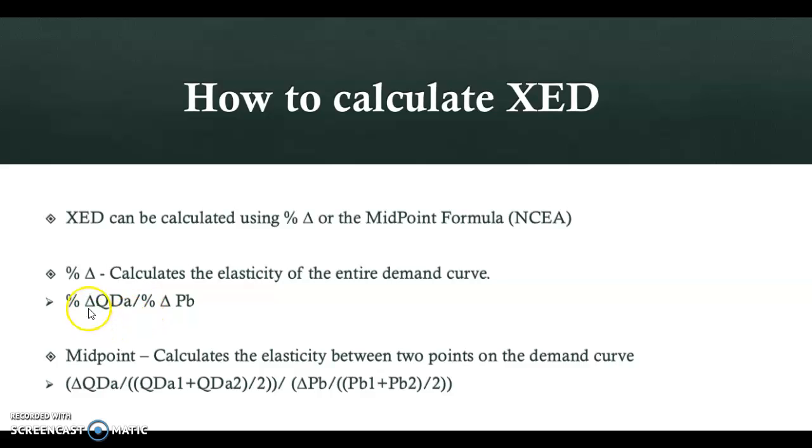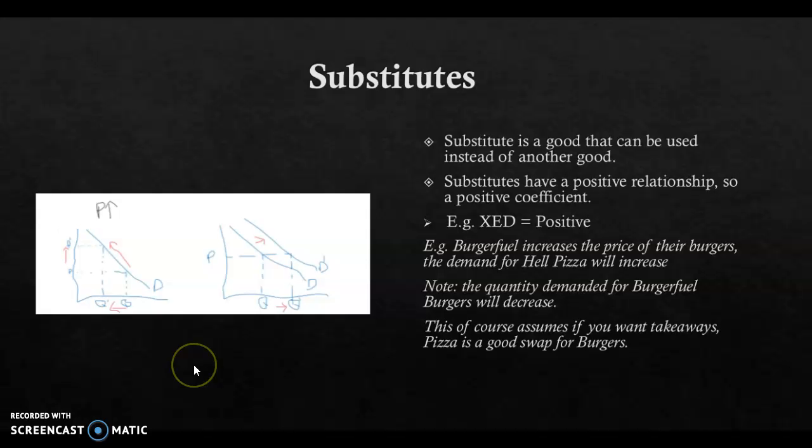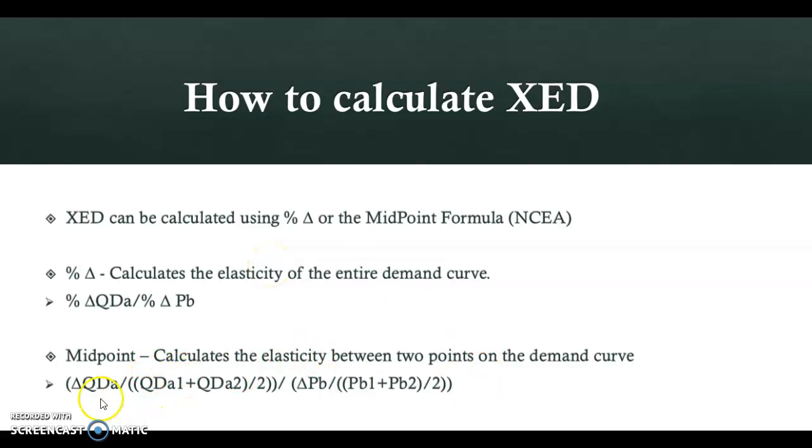We're looking at the change in quantity demanded of good A, say Hal Pizza, in relation to the price change of another good B, which might be Burger Fuel. And here's the midpoint formula. Remember that on a demand curve, this is between two different points, which is what we're looking at here. It's just a little bit more precise. But again, it's the change in quantity demanded of good A, Hal Pizza, in relation to the price change of another good, say Burger Fuel in my example. Well, it could be the coffee. If you like coffee, I like coffee, I'm having one now.